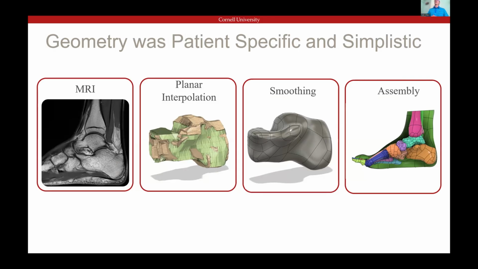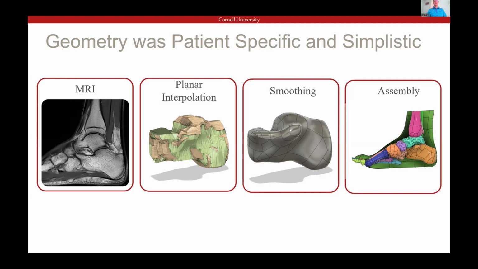We did segmentation and planar interpolation of these bone regions. We combined them from each of the three planes, each of the three scan planes of his MRI, so the sagittal, transverse, and frontal planes, combined them and smoothed them. And then with them all smoothed, we assembled them within the full foot geometry.